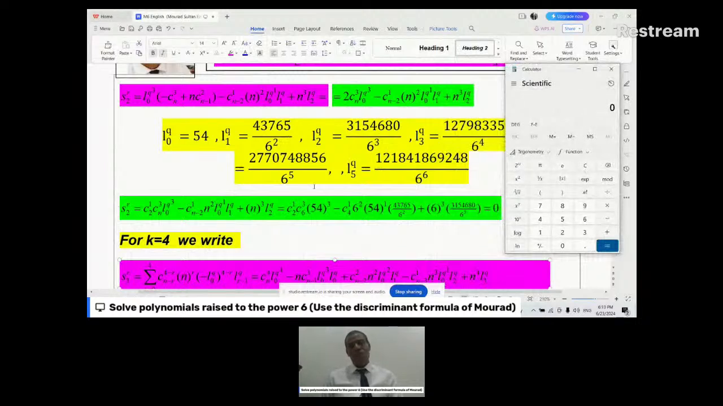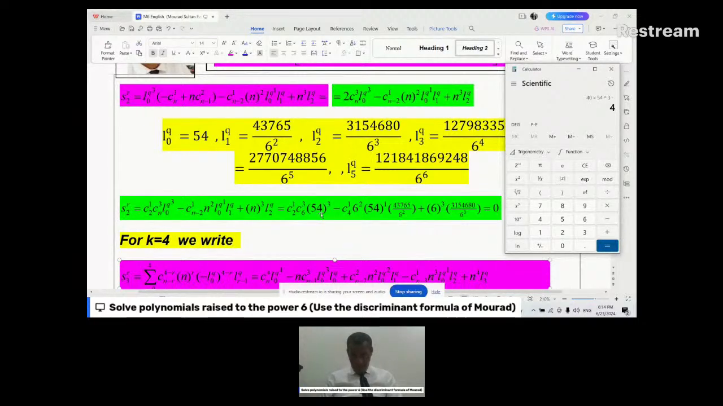Combination 2 choose 1 is 2, times combination 6 choose 3 is 20, means 2 times 20 is 40. So I'll just write 40 times 54 raised to the power 3, the cube of 54. Then we have negative 4 choose 1 is 4. Why 4, learners? Because 6 minus 2 will give you 4. I'll just write minus 4 times combination.